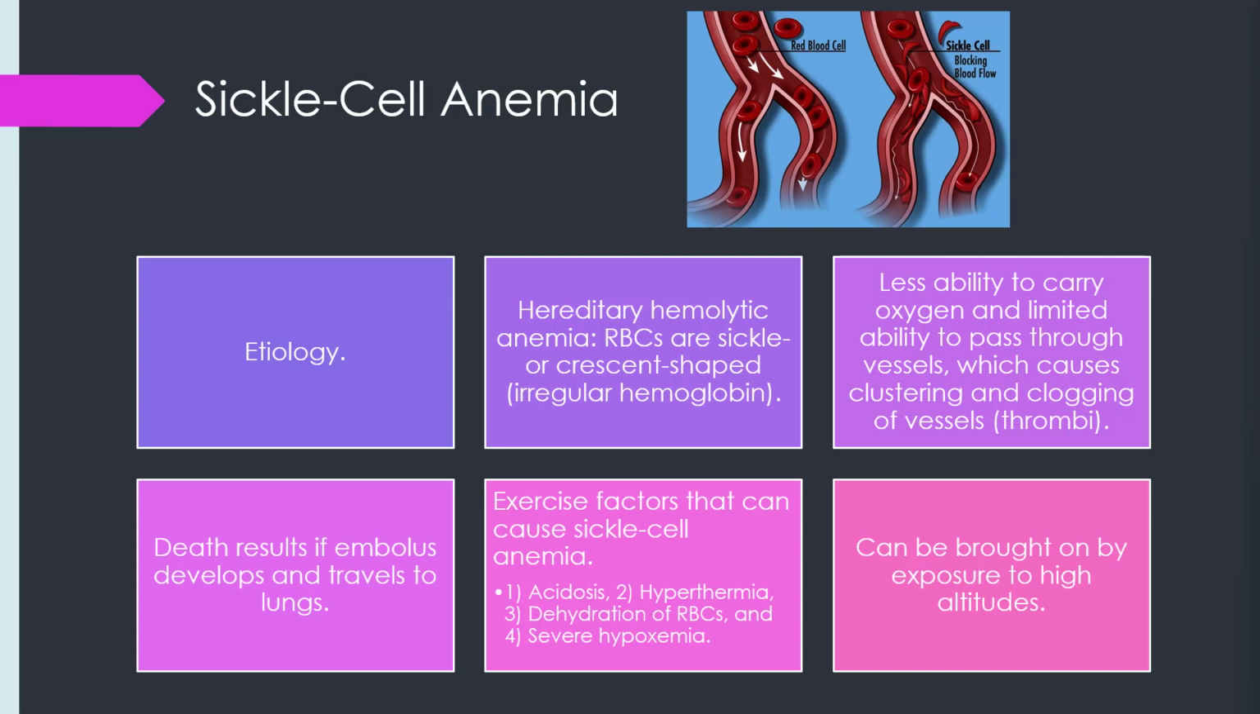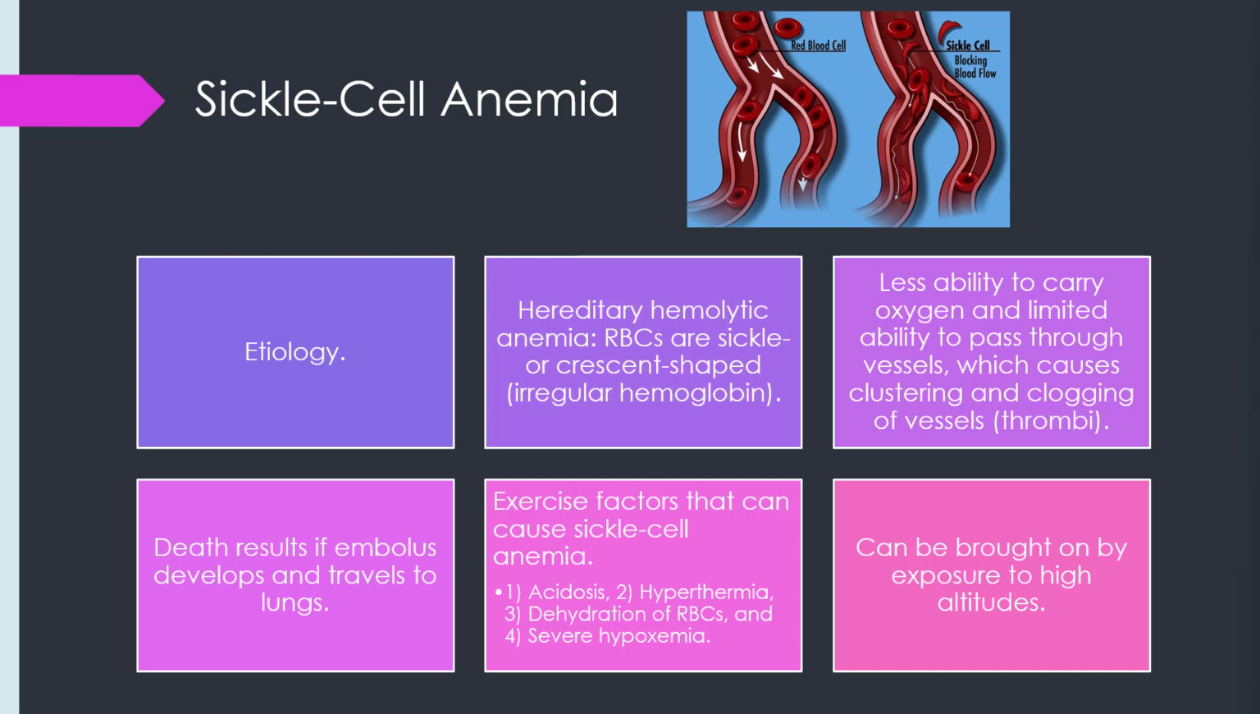Sickle cell anemia. This is a hereditary hemolytic anemia. The red blood cells are sickle or crescent shaped and result in irregularly shaped hemoglobin. This change in shape decreases the ability of the hemoglobin to carry oxygen, and it limits the ability of the hemoglobin to pass through vessels, which may cause clustering and clogging of the vessels. This is sometimes known as a thrombi. Death can result if an embolus develops and travels to the lungs.